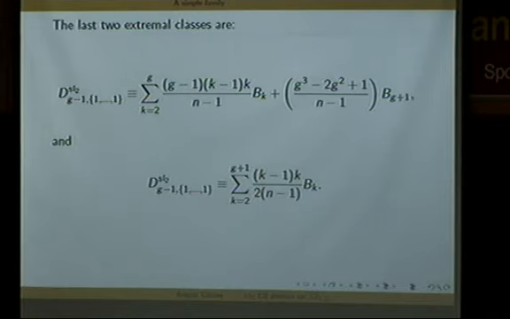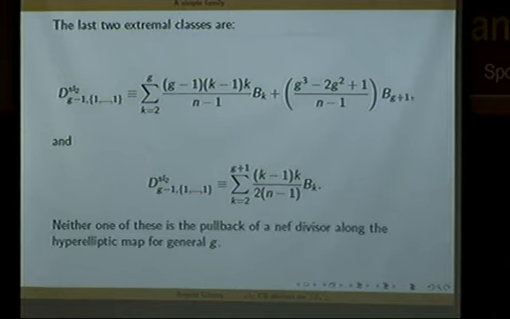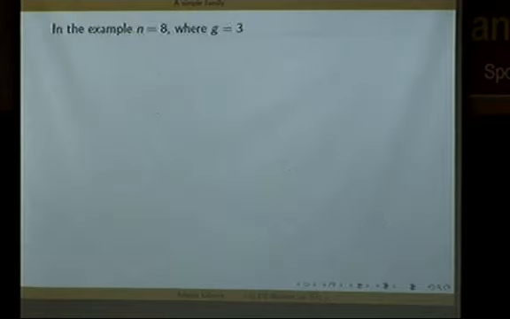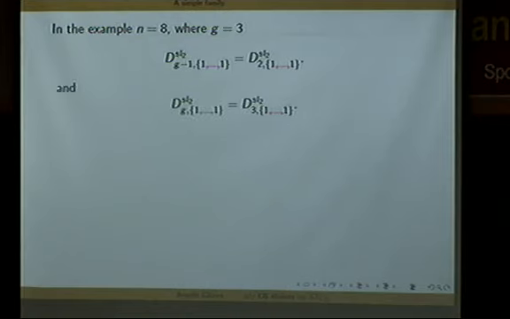So let's just look. They're not pulled back along the hyperelliptic locus in general, but they are for g equals 3. After I show you the picture for g equals 3, we'll talk about what's going on with these divisors. What morphisms do they define? Okay, so g equals 3. I told you earlier that g minus 1 is D2. And so the last extremal divisor is this D3 divisor. Level 3, sl2, weights 1.